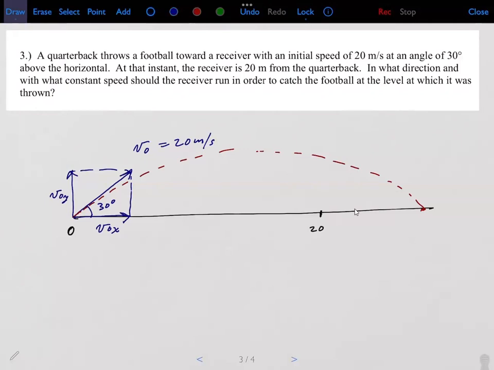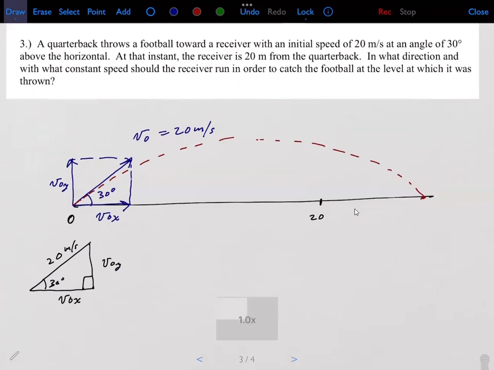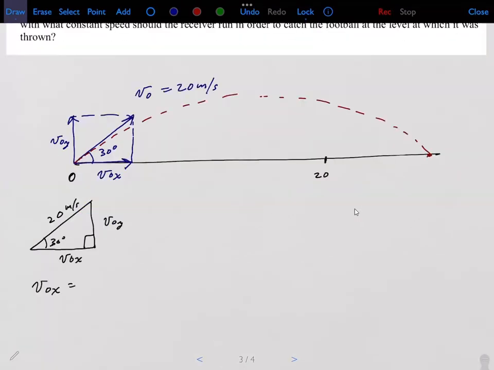So again, if I use this right triangle here, this is 30 degrees. This hypotenuse is the magnitude, right? The speed that it leaves the quarterback's hand. So that's 20 meters per second. I'm looking for v naught x, v naught y. We've done this a billion times, right? We know v naught x is going to be 20 times cosine of 30, which ends up being like 17.32 meters per second. And then v naught y is 20 times sine of 30 degrees. And that's going to be 10 meters per second.